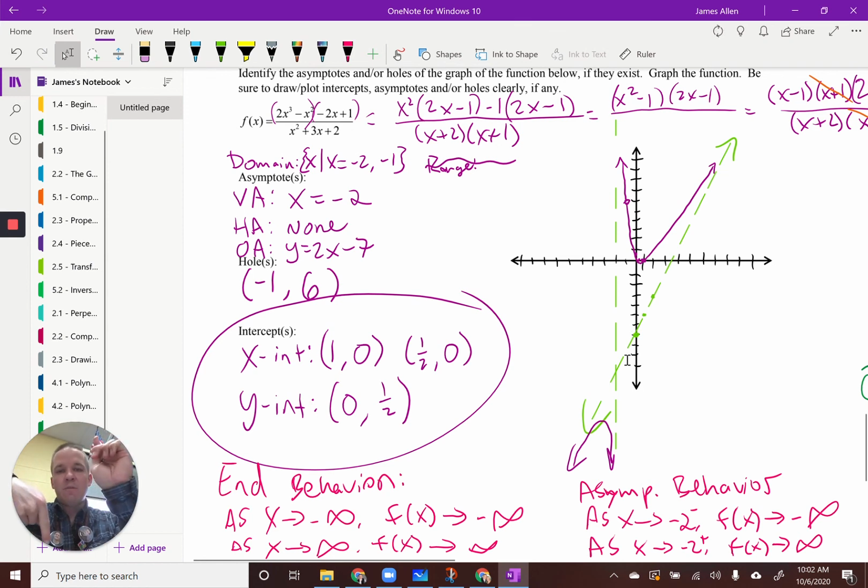And that makes sense that they're approaching different, they're going opposite directions because our denominator was left over with x plus 2 to the first power. If it was squared, they'd be going in the same direction. But that's not the case on this one. I think that's enough information here.